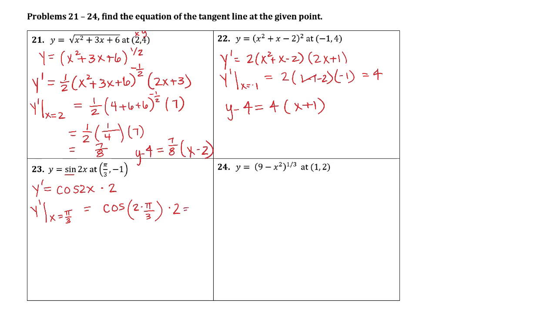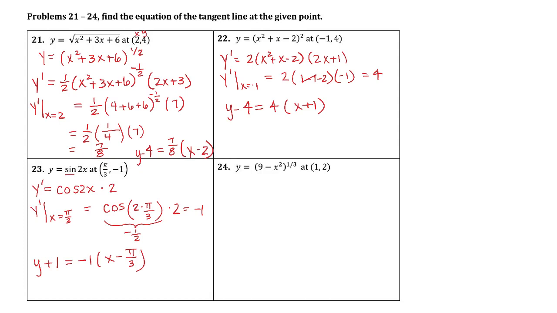So I have negative 1/2. All of this is negative 1/2 times 2. So that's going to give me negative 1. So the slope here is negative 1. The equation: y minus negative 1 equals our slope times x minus our x1, which was this time pi over 3. All right. Continuing on, number 24, more of the same.